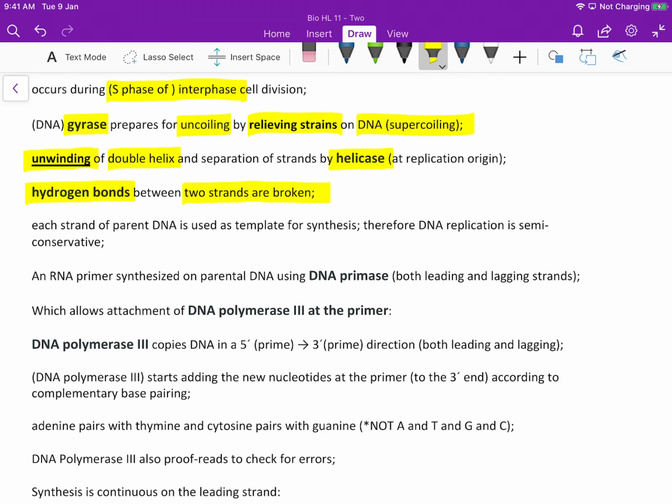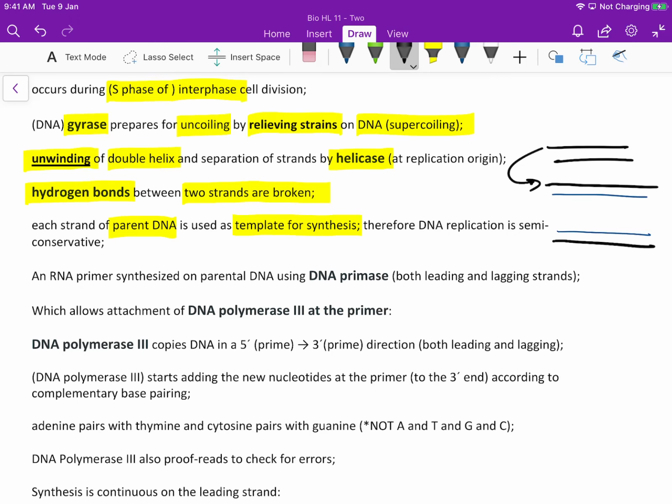Then each strand of the parent DNA is a template for making new DNA. And so we talked about the idea that if we've got 2 parental strands and we add in a new strand for each, then what we get in the final is 1 strand which was the original parental, and 1 strand which was new. And so this was semi-conservative replication.